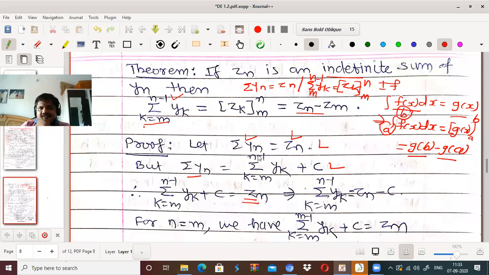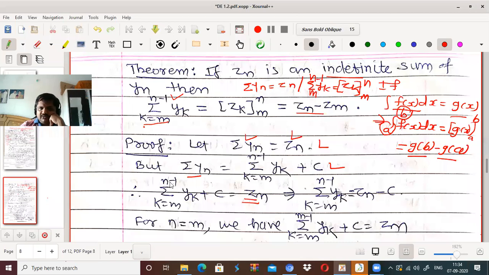What is the definite sum from k equal to m to n minus 1 of yk? How to write it? It is like ym plus ym plus 1, ym plus 2, ym plus 3, and so on. The last term you get is yn minus 1, plus something constant c. So this is the relation between definite sum and indefinite sum.